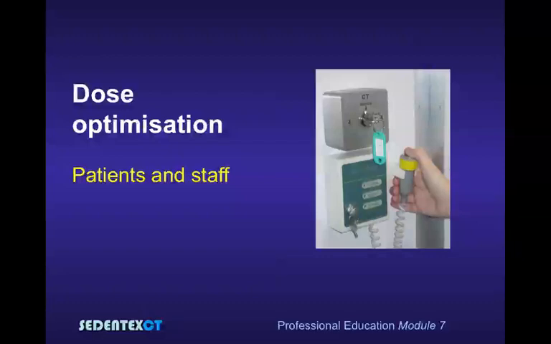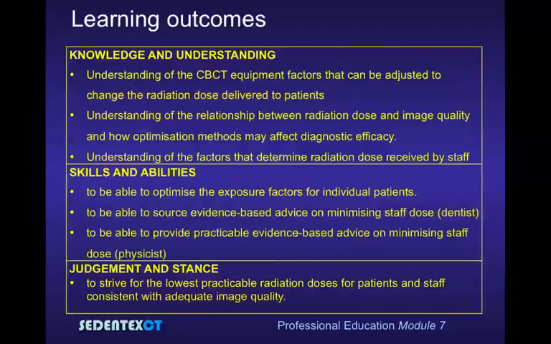Module 7, Dose Optimization, Patients and Staff. Take some time to look through the learning outcomes for the module. In terms of knowledge and understanding, we hope that you will have an understanding of the cone beam CT equipment factors that can be adjusted to change the radiation dose delivered to patients.